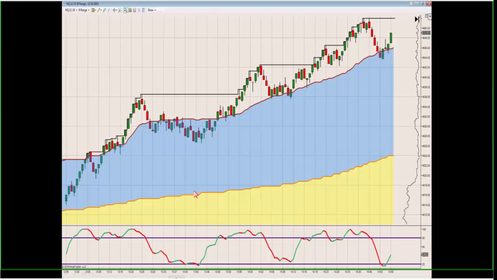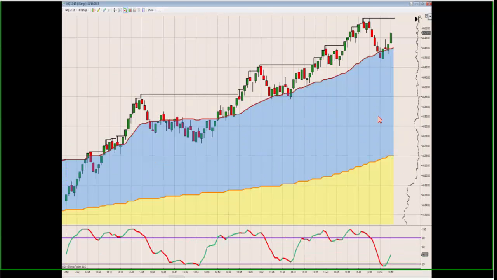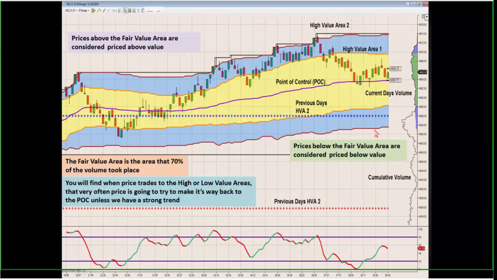So the way that we trade these value areas is we can take a break here for a buy outside this high value area into the blue. We could take a buy there. We can take a buy when we break outside the second high value area. I can take a short under the low value area here. I can short the previous level here from yesterday. I can short the low value area here, and I can short all these different levels. I can trade off these levels.